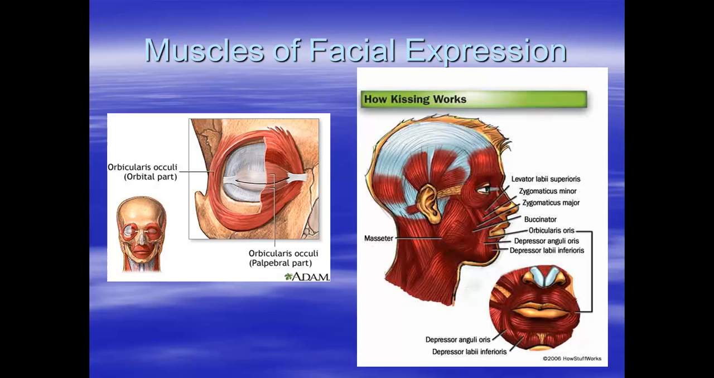Orbicularis oculi are the muscles that wrap around the orbit. Orbicularis oris encircle the lips. The function of orbicularis oculi is to close the eyes. Orbicularis oris draws the lips together, basically to pucker and to kiss.